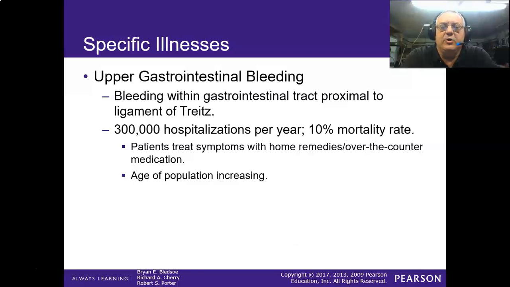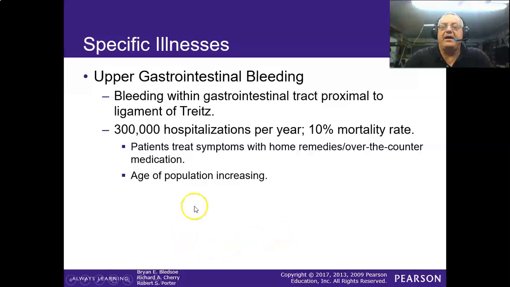All right, so your GI bleeding, and again, the bleeding from the gastrointestinal tract proximal to the ligament of Treitz. So where is the ligament of Treitz at? Again, it's at the pyloric junction. So anything higher, basically just past where your esophagus starts, would be considered upper gastrointestinal bleeding.